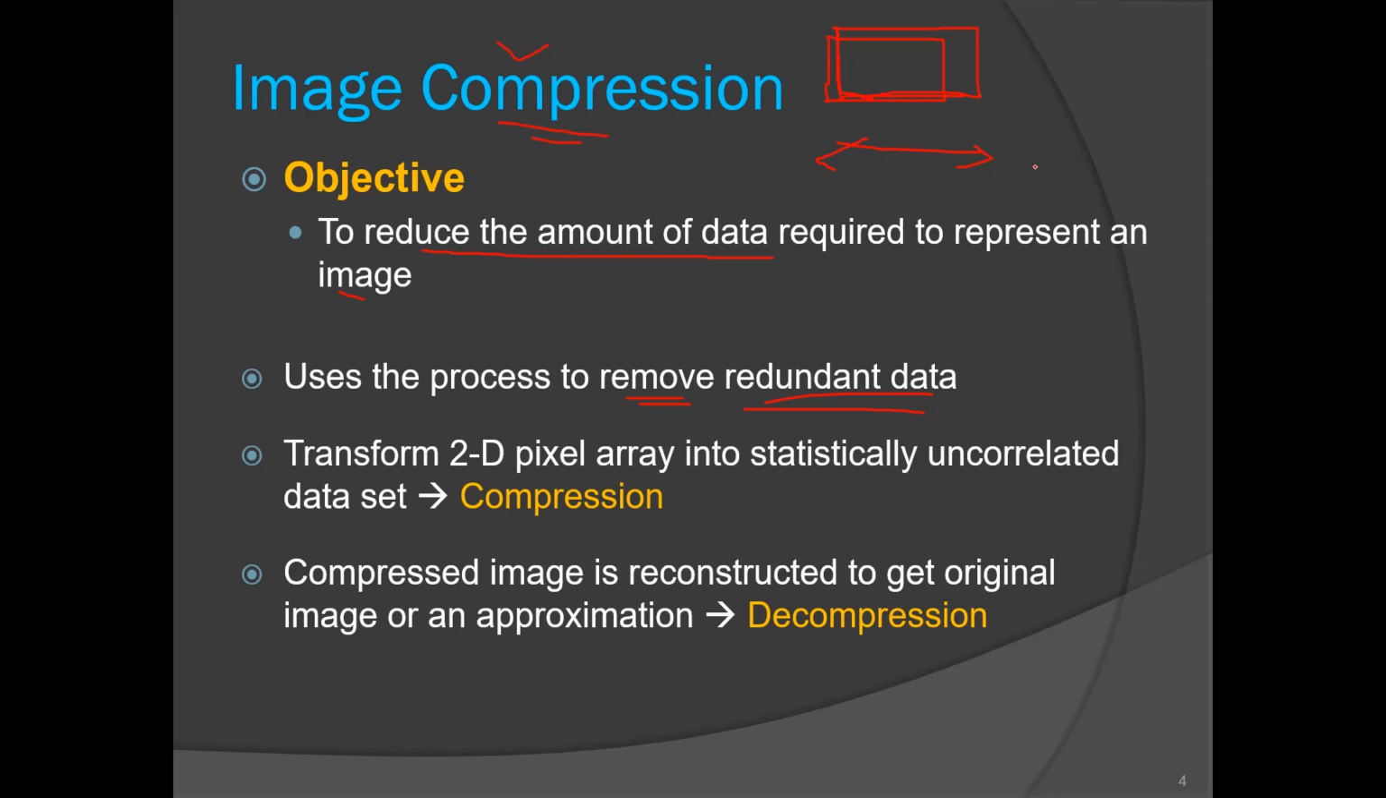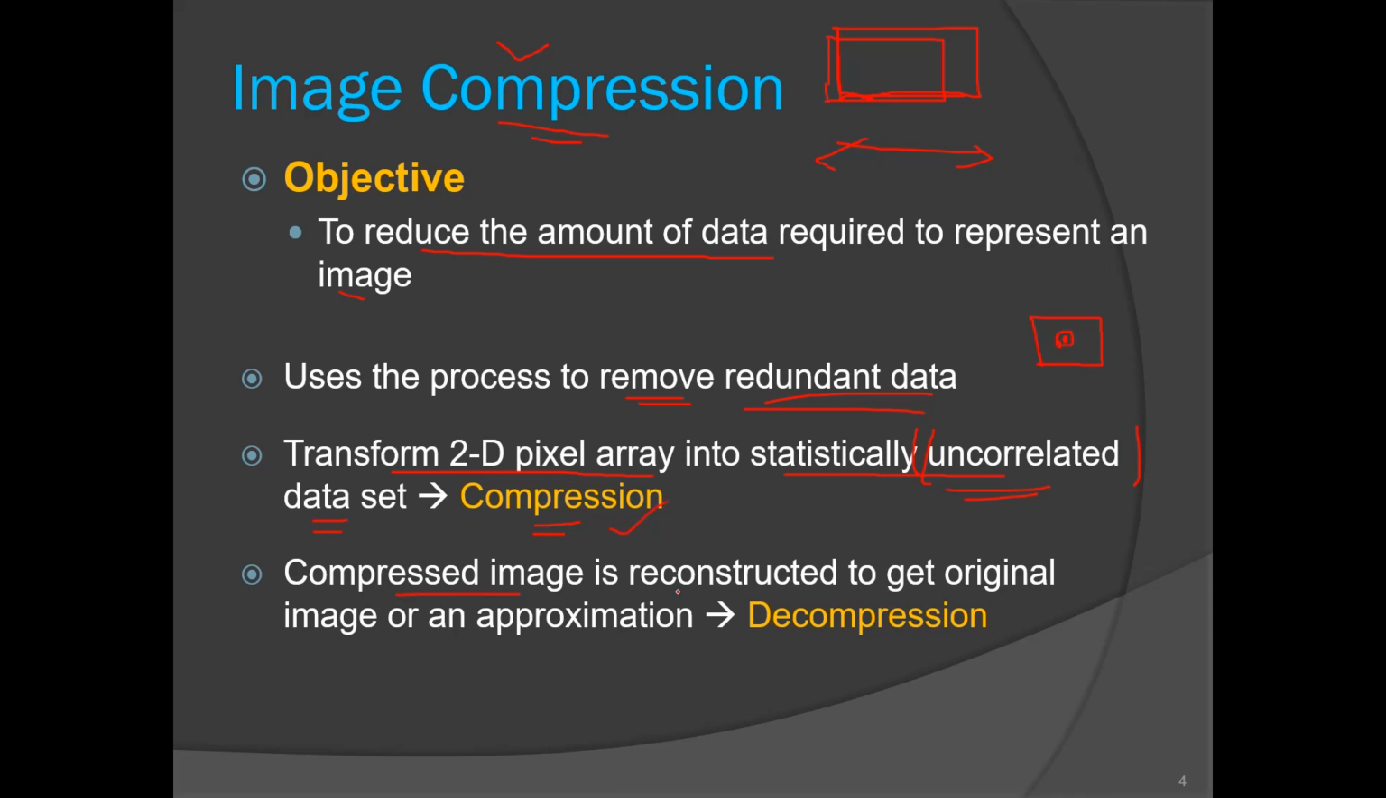Now if you consider this region of this slide, I can determine the intensity value of this pixel from its surrounding pixels. So can I say these pixels are spatially correlated, right? If we transform a 2D pixel array into a statistically uncorrelated data set, that process is known as compression. So that data set is uncorrelated, there is no correlation between the neighbors. Such a process is known as compression.